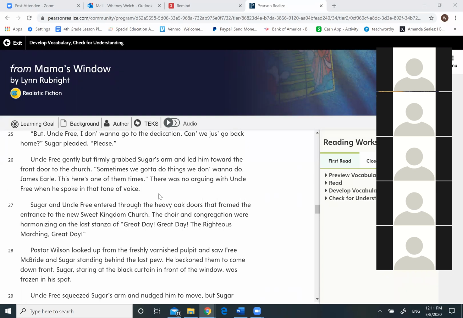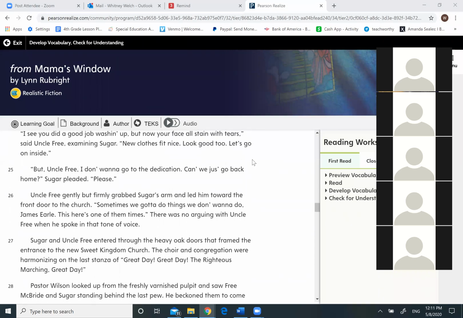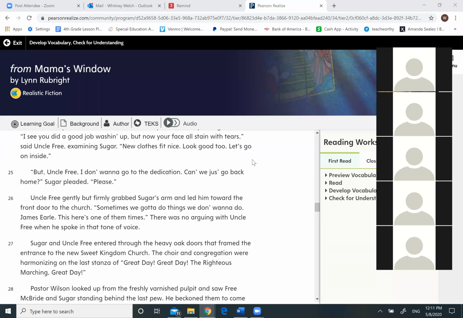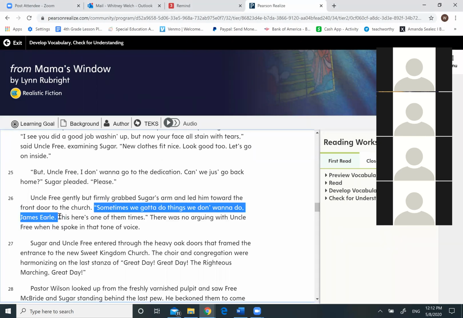All right. So here, Uncle Free is talking to Sugar and trying to console him and make him feel better. And Sugar doesn't want to go to the dedication. Can we just go back home? But as Sugar's trying to get him to go back home, Uncle Free gently but firmly grabbed Sugar's arm and led him towards the front door to the church. So would you say Uncle Free is trying to get him to go inside? Yes or no? Yes. And then notice this part right here says, sometimes we got to do things we don't want to do, James Earl.